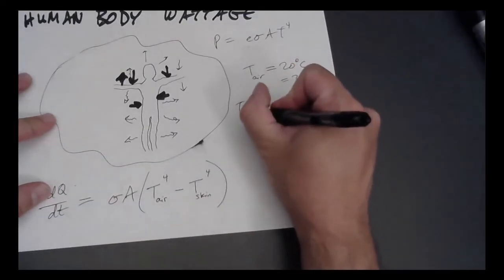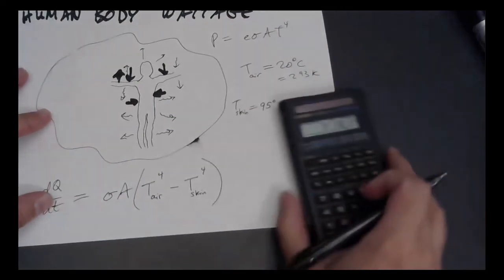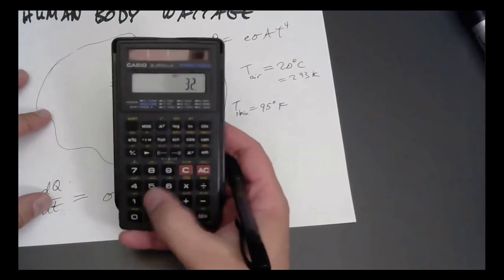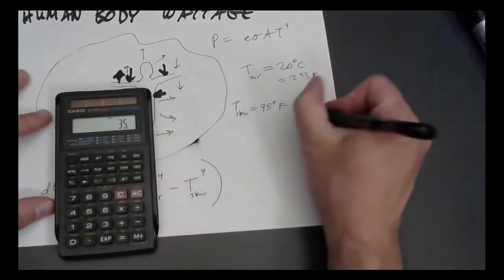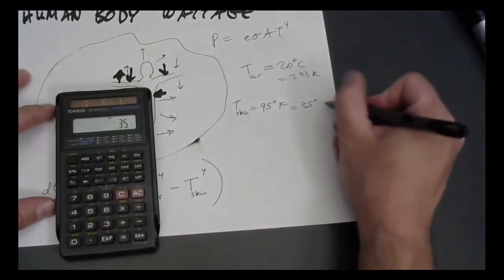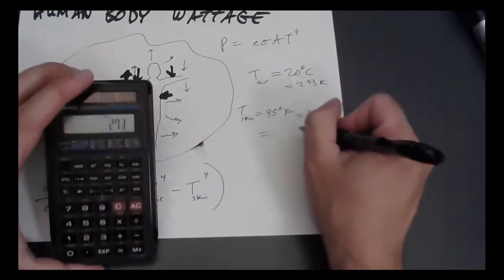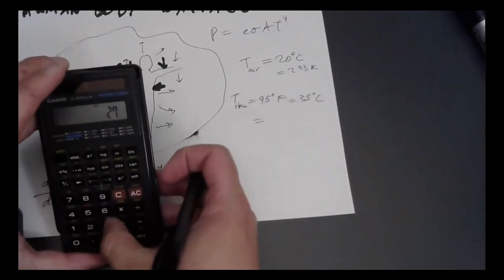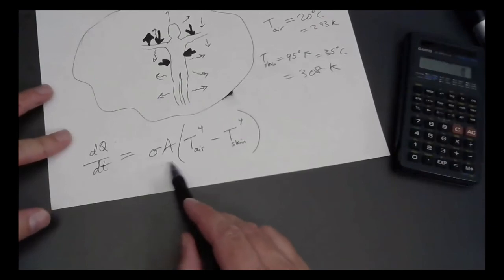Temperature of the skin is 95 degrees Fahrenheit. Let me first convert that to Celsius. So I'll take 95 and subtract 32 first, hit equals, and then multiply by 5/9. So 35 degrees Celsius, and that'll put us at, hang on a second, 35 plus 273, that'll put us at 308 kelvins.